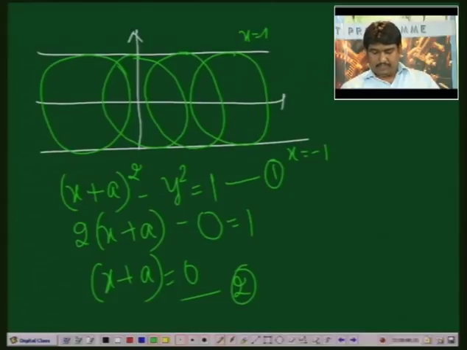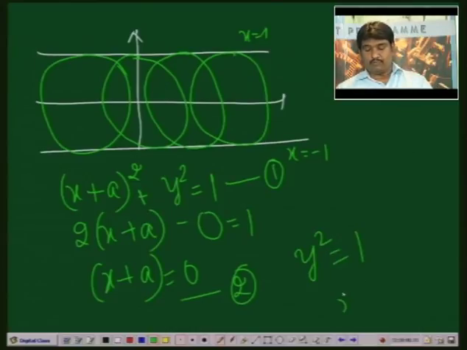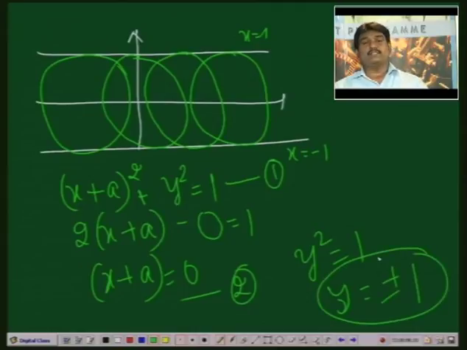Okay, x plus a whole square. In place of x plus a, you write 0, you will get y square. This is a solution: plus y square equals to 1. So you will get y square equals to 1, nothing but y equals to plus or minus 1. So this y equals to plus or minus 1 is a singular solution of the differential equation.